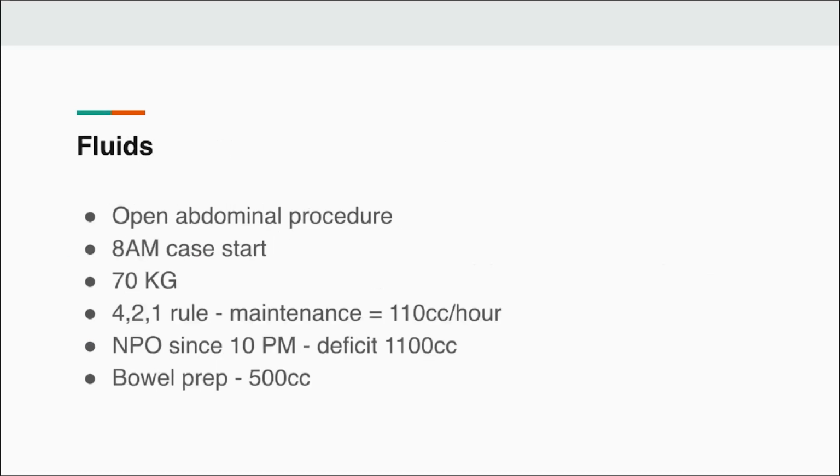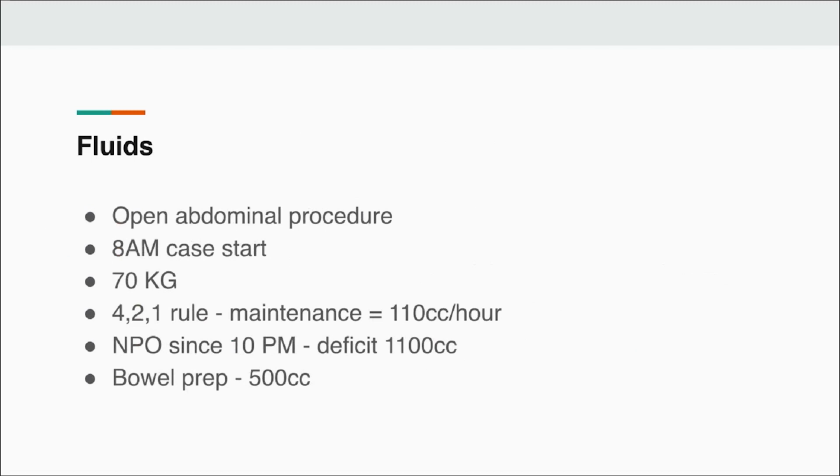I want to make a point about fluids and how and why we are classically taught to give fluids through a procedure. So I want to give the example of an open abdominal procedure. Let's say the case is set to start at 8 a.m. The patient's 70 kilograms. Using the 4-2-1 rule for maintenance fluids, we're talking about 110 cc's per hour of maintenance fluids. So if a patient's been NPO since 10 p.m. the night before, we're talking about already a deficit of 1.1 liters.